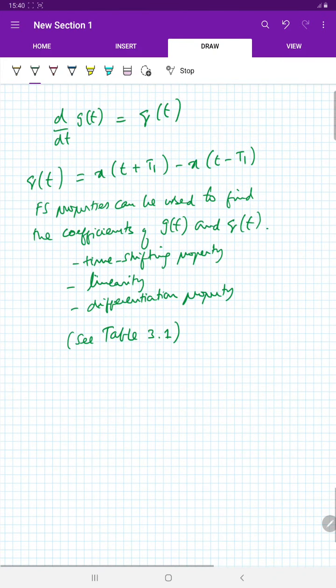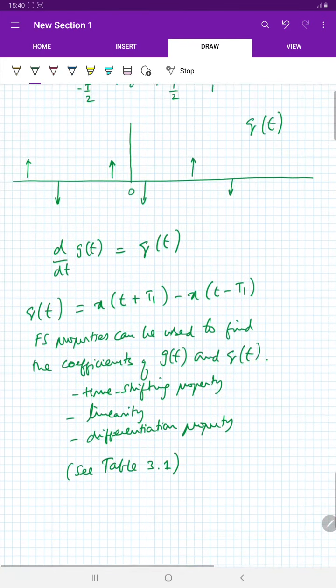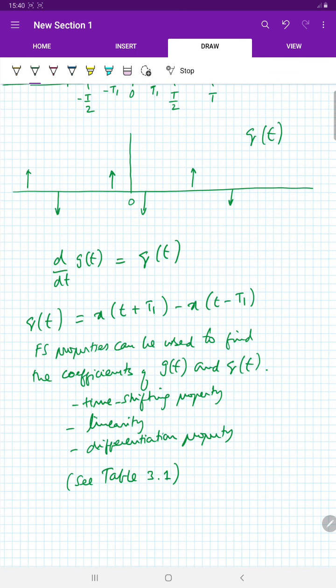Fine. So please see the book, table 3.1, because these properties will become very useful while solving problems.